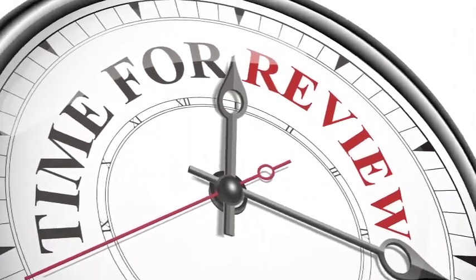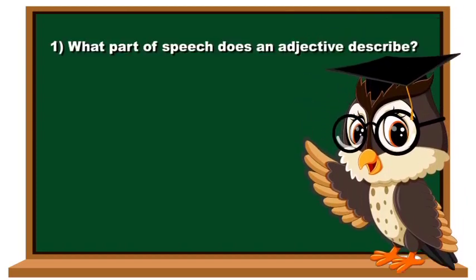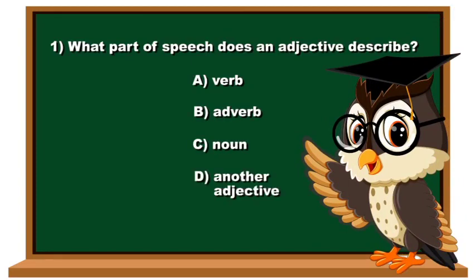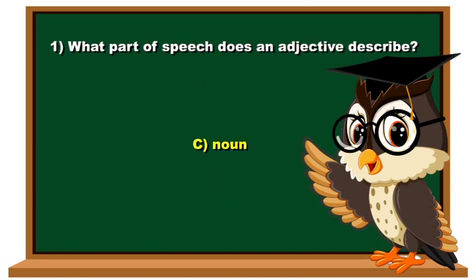Now that we know how they work, let's review. Question 1. What part of speech does an adjective describe? A. Verb. B. Adverb. C. Noun. D. Another adjective. The correct answer is C. Adjectives describe nouns.